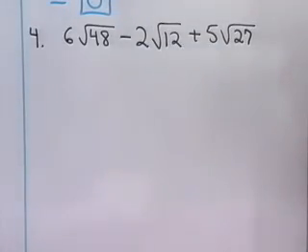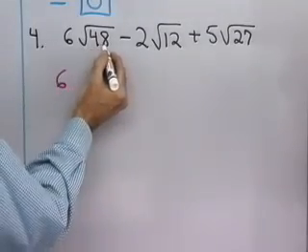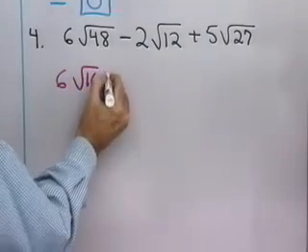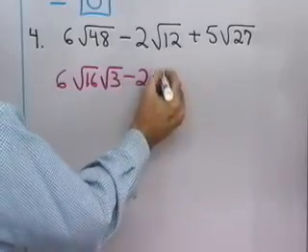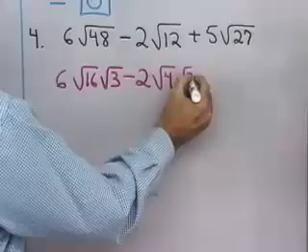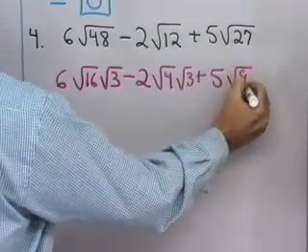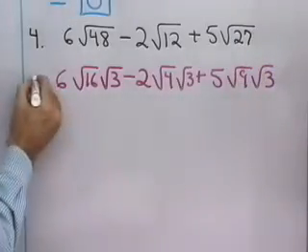Let's try another one of these. Here I have 3 terms. I can only add or subtract these if I have similar radicals. So let's start by simplifying each one of these. 48 is 16 times 3. So square root 48 is square root 16 times square root 3. Here's that square root 12 again, which is square root 4 square root 3. And square root 27 is square root 9 square root 3, because 27 is 9 times 3.